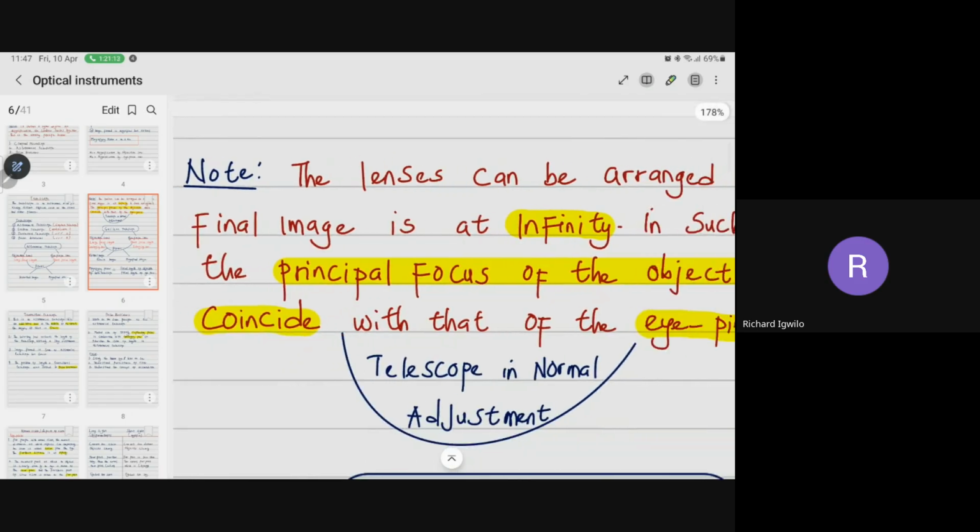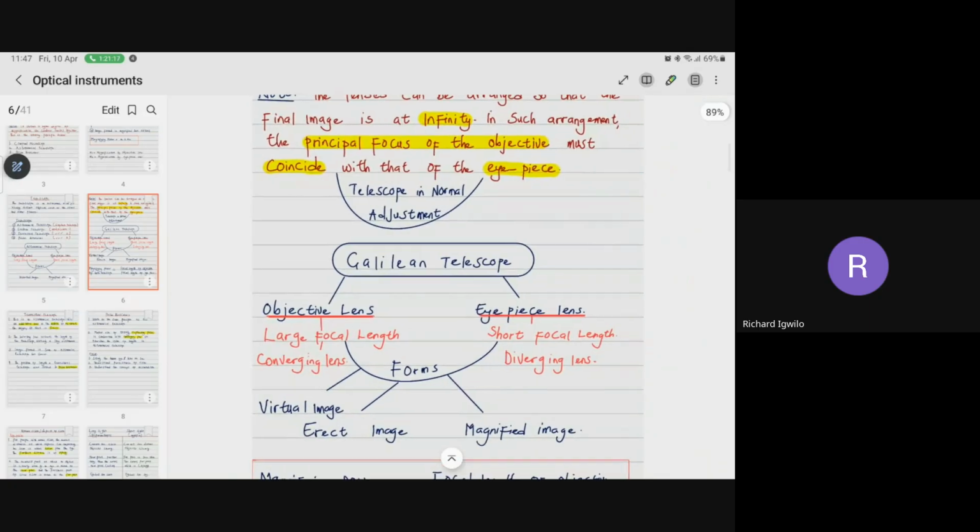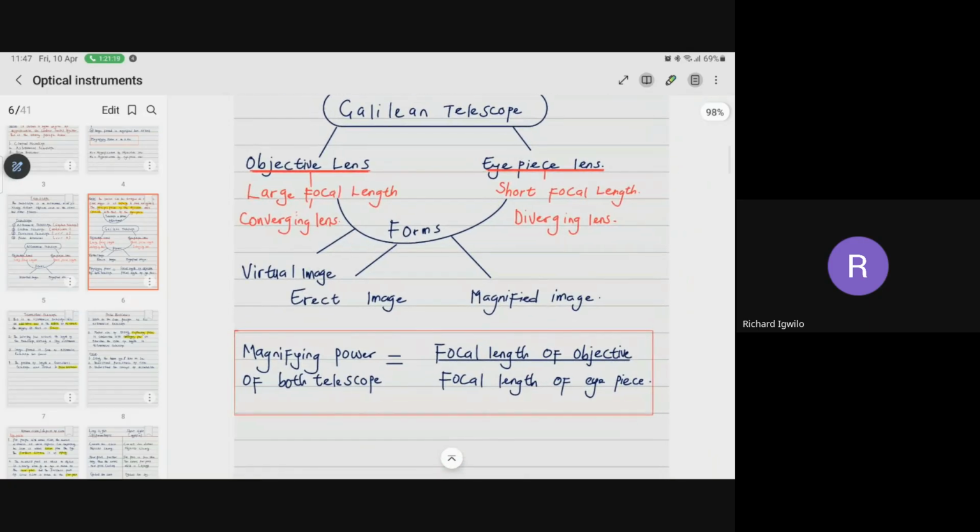So if you're increasing the distance between them, remember there's a formula for the magnification I gave you, right? I said the focal length of the objective lens over the focal length of the what? The eyepiece. Are you seeing it now? So it simply means that the up one is the objective, the down one is the eyepiece.